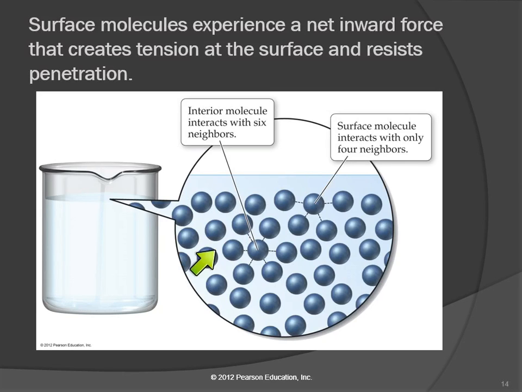So here we're looking at an illustration of water molecules. This water molecule is having interactions with its neighbors. We're looking at this in 2 dimensions instead of 3, but this one's interacting with 6 neighbors. And this one on the surface doesn't have those other 2 up here to interact with, so it's only interacting with 4 neighbors. But essentially it's getting pulled down. So this has a net inward force, whereas this one is experiencing a force that's in all directions. So this guy is being pulled inward.